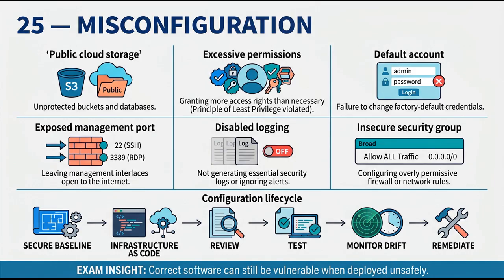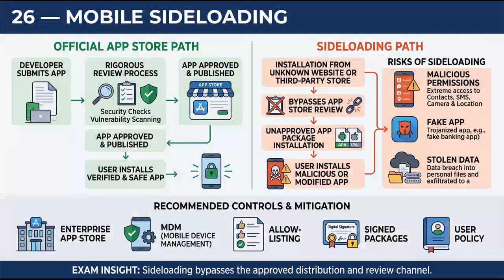On the exam, distinguish misconfiguration from a software defect. If an administrator makes a private data store public, the weakness is configuration. If correctly configured software still mishandles memory, the weakness is code. The direct mitigation is to correct the setting and then verify that exposure has been removed. Patching may still be useful, but it does not automatically repair unsafe permissions or architecture.